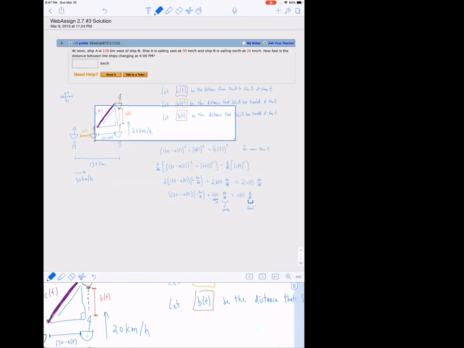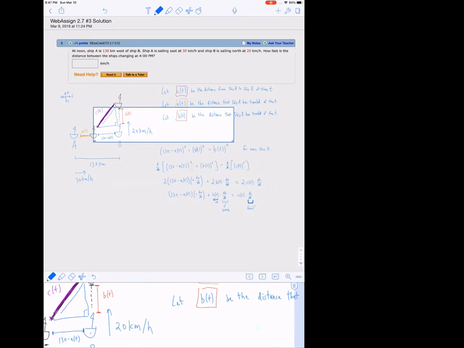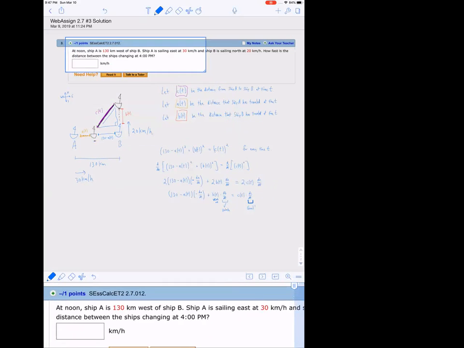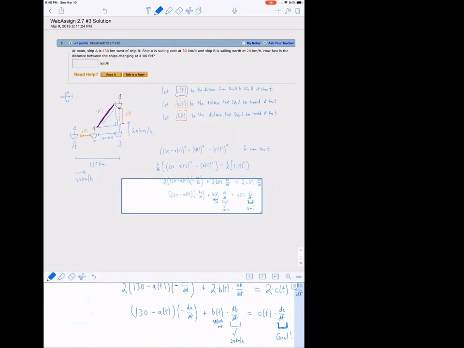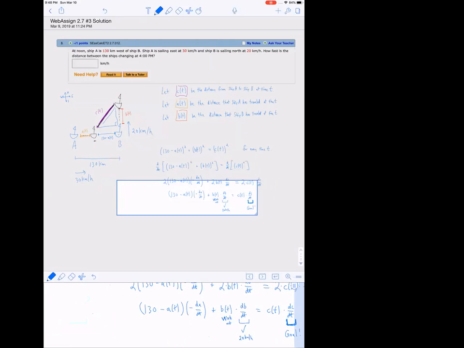Because if we know the speed per hour, 20 kilometers per hour that ship B is traveling, and we know how many hours have passed from noon to 4 p.m., then we can work out exactly how far B has traveled. So that shouldn't be too hard. dA/dt was given. This is, with a minus sign, our 30 kilometers per hour. That's part of the problem. We know how fast ship A is traveling.